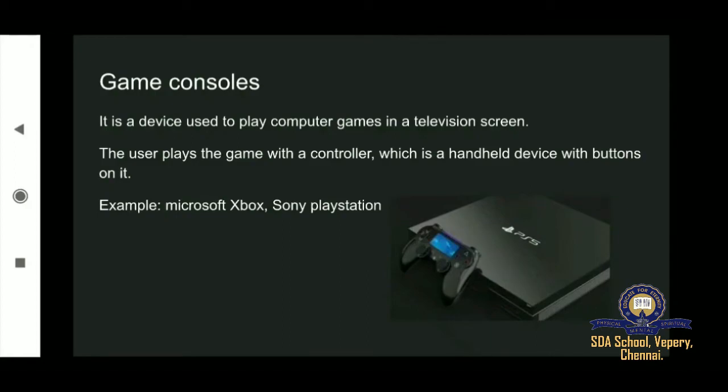PlayStation is one example of a game console. Examples are Microsoft Xbox and Sony PlayStation. See the picture: there are buttons on it to operate, and you can hold it in your hand. Handles are given. And this is the game console.